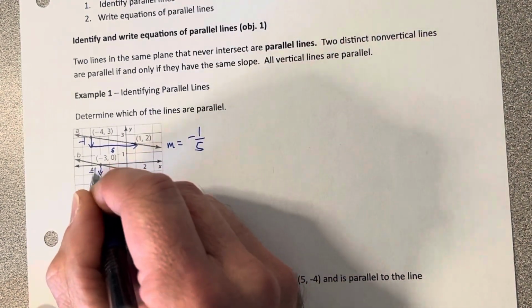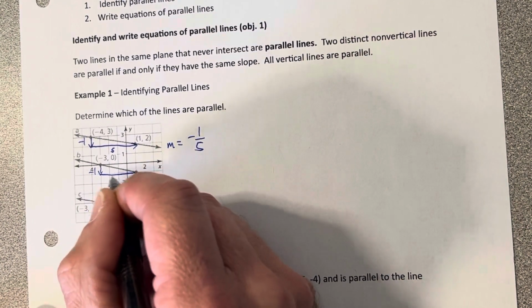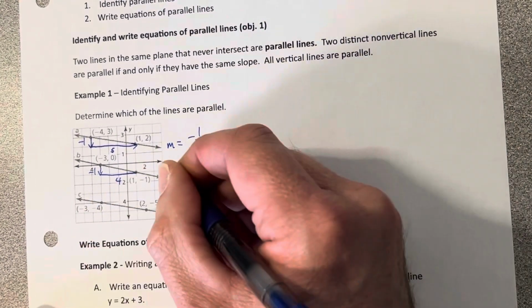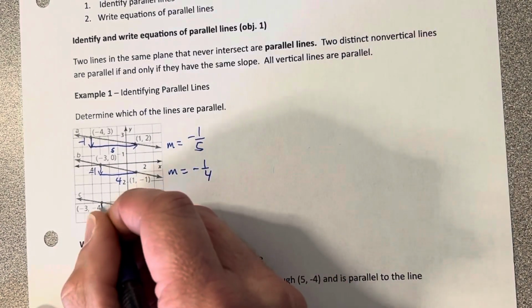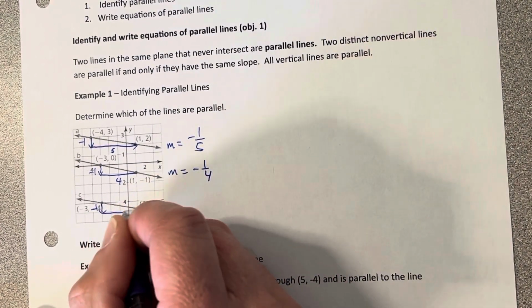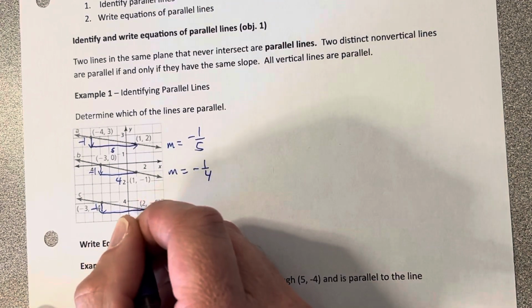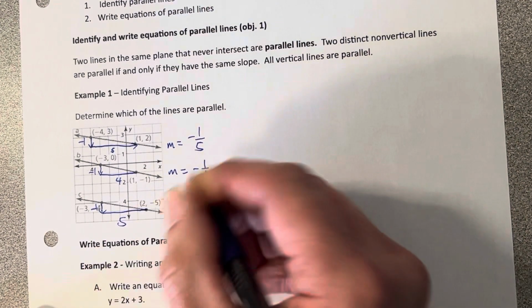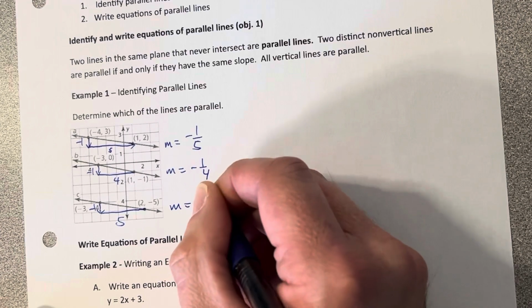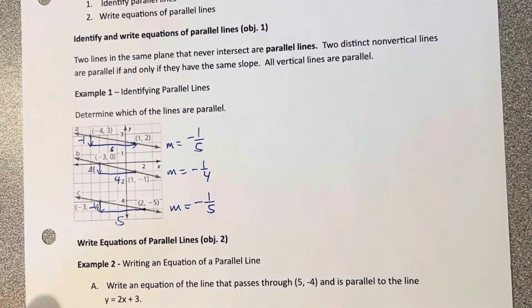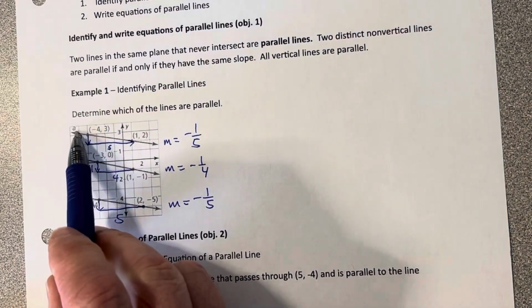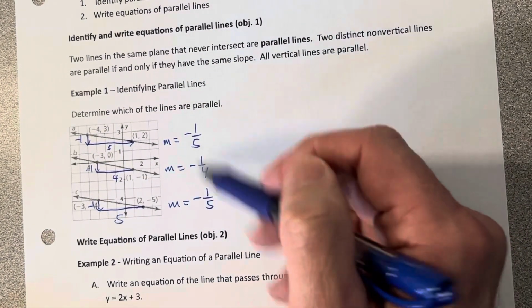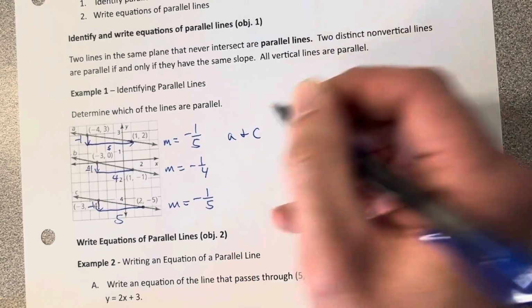Down 1 over 1, 2, 3, 4. The slope of this one is negative 1/4. Down 1 over 1, 2, 3, 4, 5. The slope of this one is negative 1/5. So which lines are parallel? Well, they named them here. Looks like A and C have the same slope. So A and C are parallel.